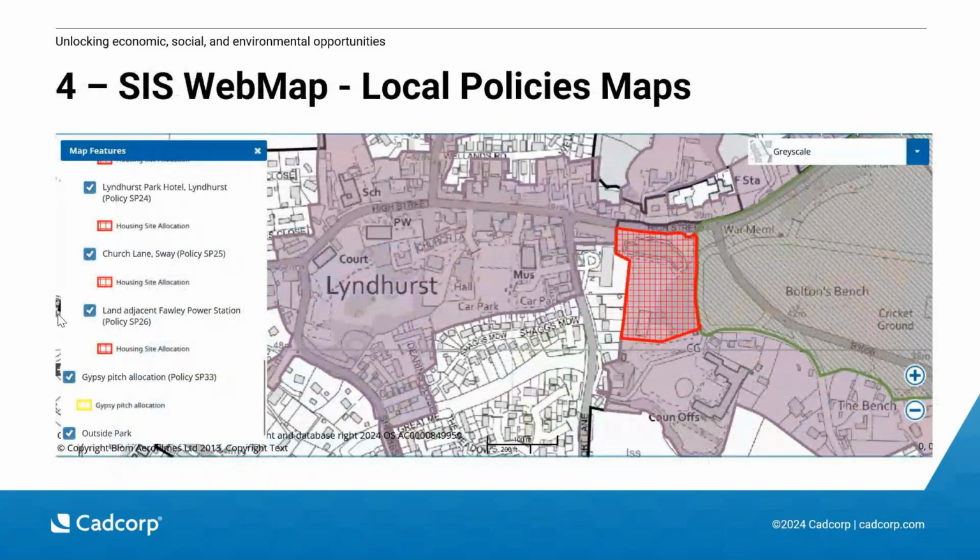The fourth example, local policies maps. So after your call for sites, you might develop your local policies and might want to publish those into digital form, like my customer has done here. So this example in the screenshot is New Forest District Council. And I still see too many PDFs today.